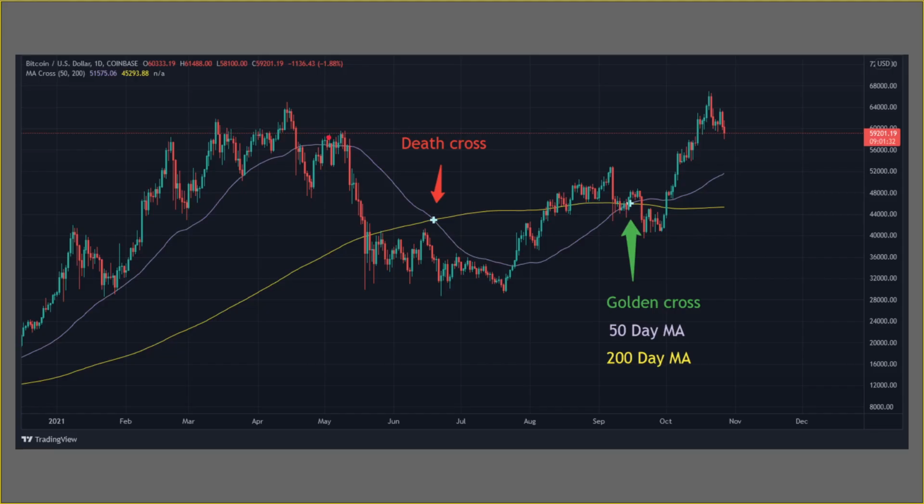Moving averages, once again, are lagging indicators. They take time to reflect what's actually happening, especially these larger moving averages, because they're factoring in 50 days' worth of data.